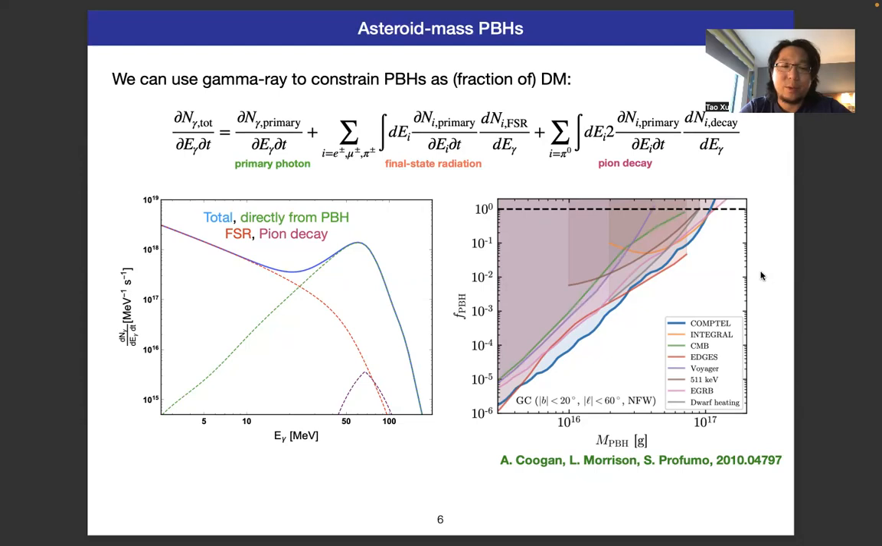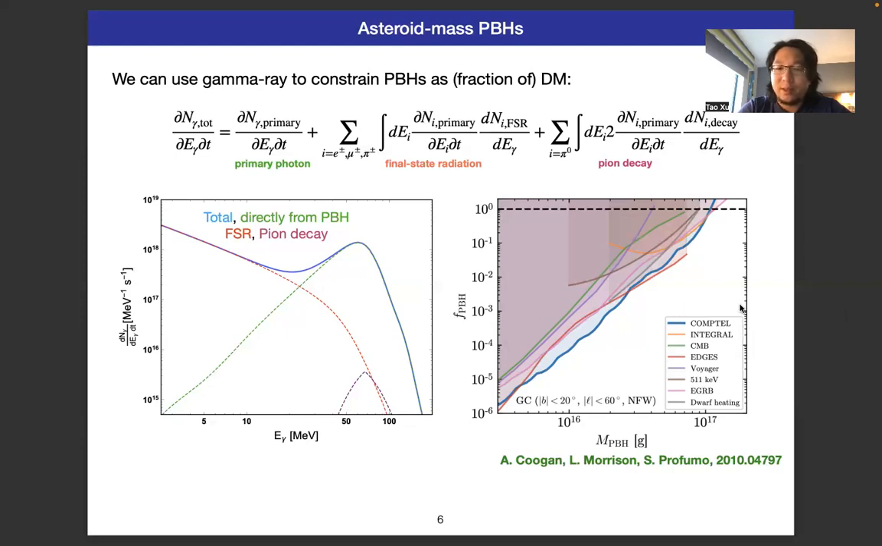We can add up all these contributions to get the total gamma-ray flux curve in blue. Around the Hawking temperature peak at high energy, most of the contribution comes from photons directly produced by the primordial black hole. In the low energy part, most of the contribution is from the final state radiation. Assume every black hole generates photons at this flux. You can use the non-observation of additional photons to put a constraint on f_PBH.